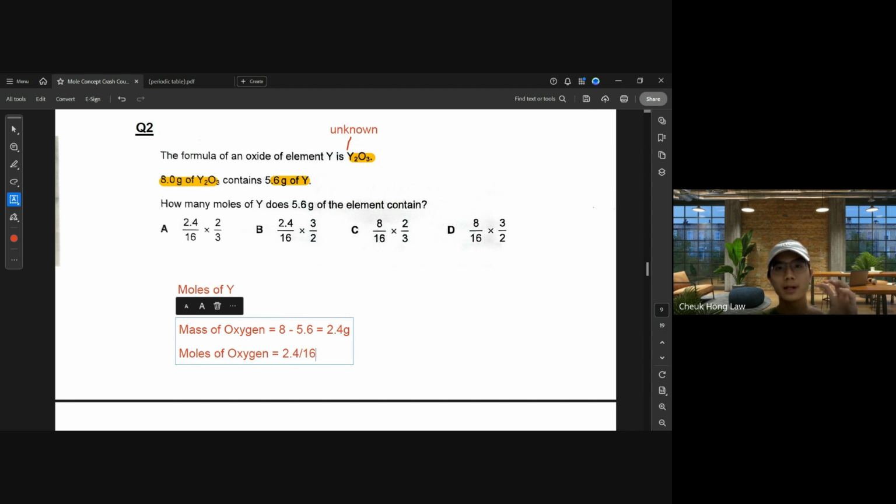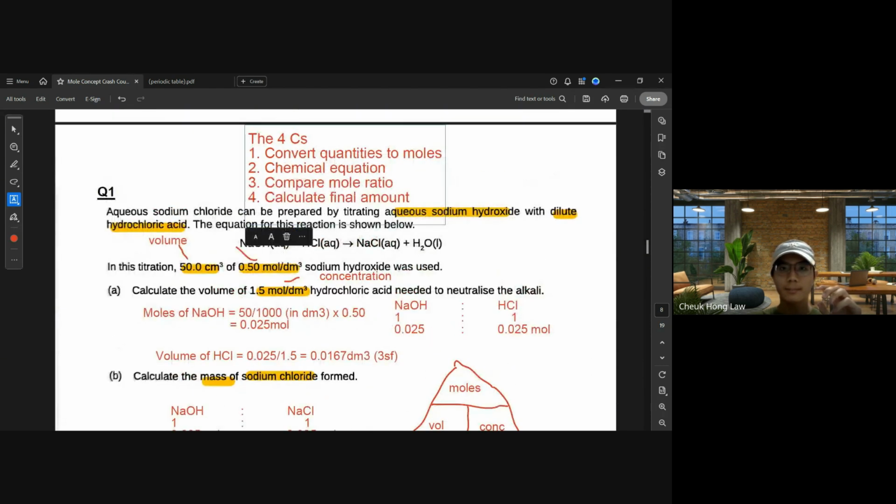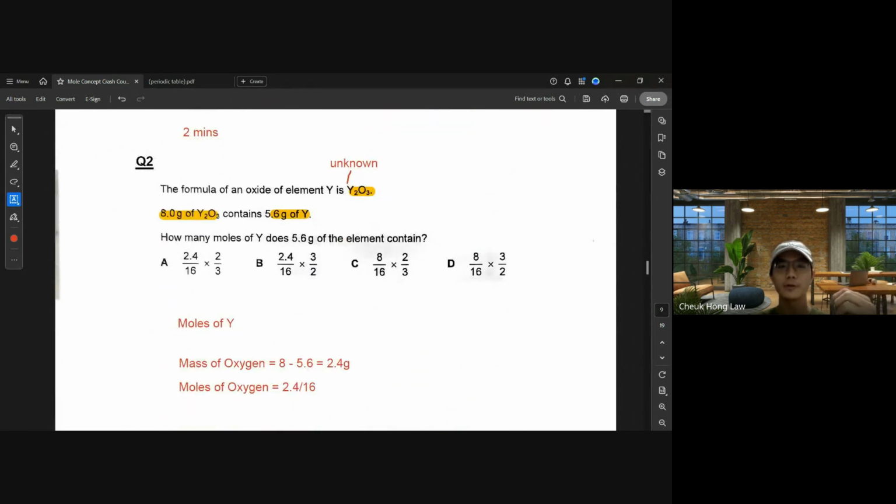But the question asks, how many moles of Y does 5.6 grams of the element contain? So they want to know the number of moles of Y. What we can do is compare the mole ratio. Third step, compare mole ratio. In this case, we cannot write the chemical equation because there's no chemical equation to write. But we can compare the mole ratio. The compound is Y2O3, so the mole ratio is 2 to 3.